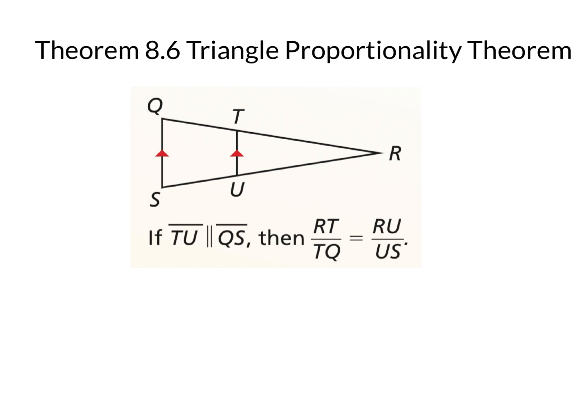So in our example here, RT over TQ would be a single ratio. A proportion is where you have 2 ratios that are equal to each other set up. All right, so we're going to set up a proportion, and then we'll cross multiply and solve for x like we did the other day.